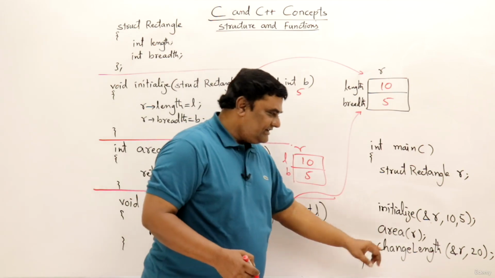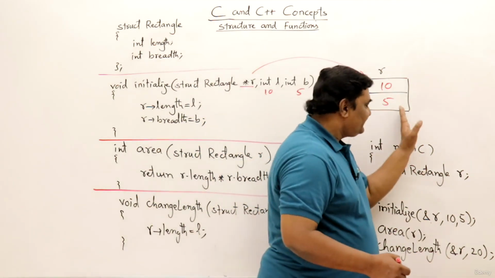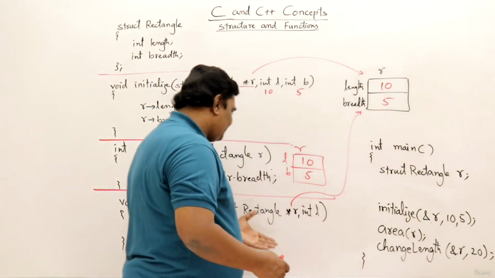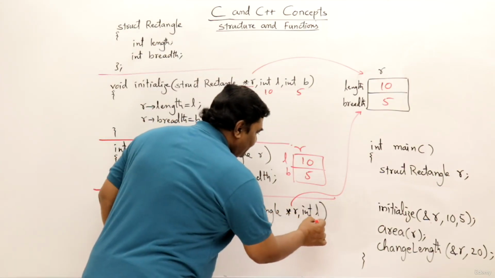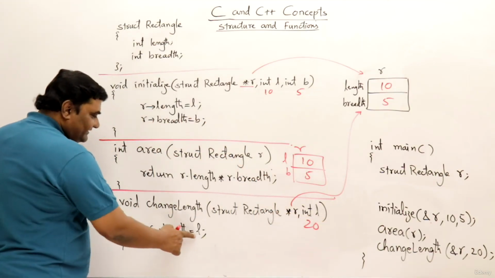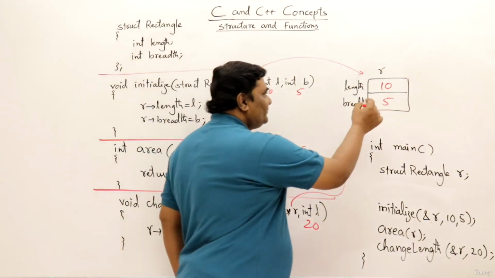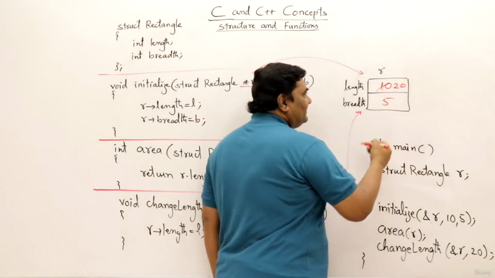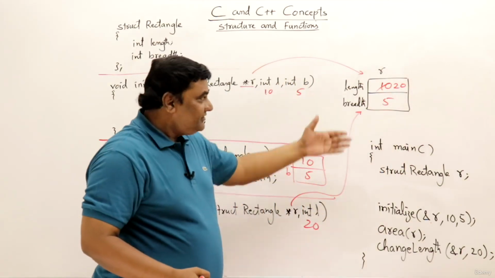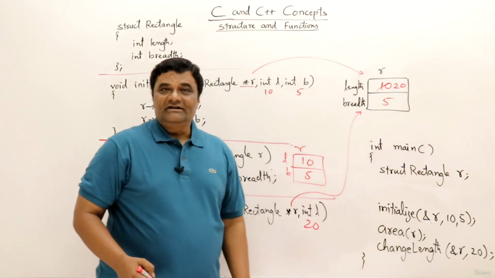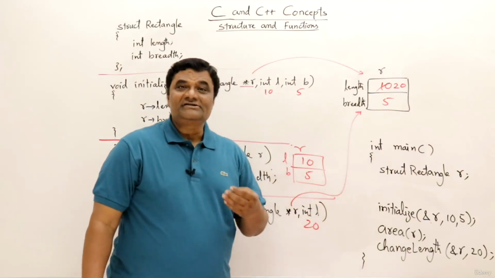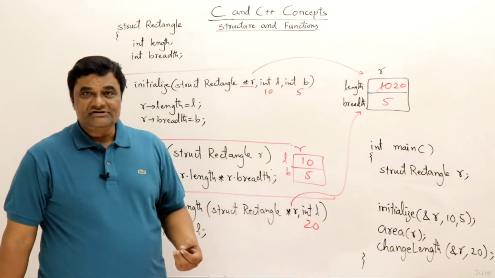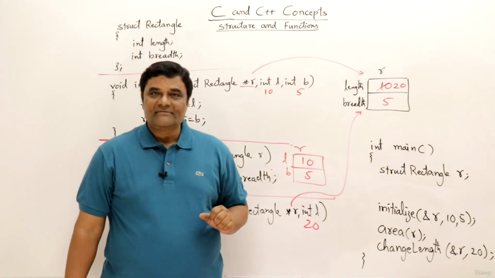Then third, change length. I want to change the length of this rectangle to 20. So send the address, and also a new length, that is 20. Then R's length is assigned 20. So this will change to 20, and the actual parameter is changed. So that's all. I have just demonstrated how we can write functions upon a structure.